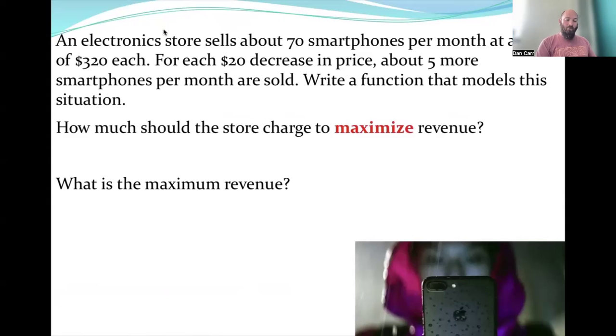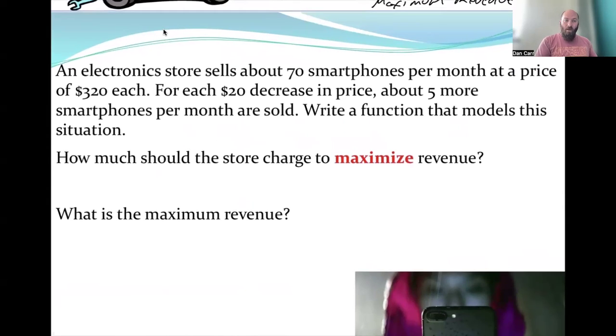Okay. I believe one more here. Yep. Last word problem to go over, our last application. An electronics store sells about 70 smartphones per month at a price of $320 each. For each $20 decrease in price, about 5 more smartphones per month are sold. Write a function that models the situation.